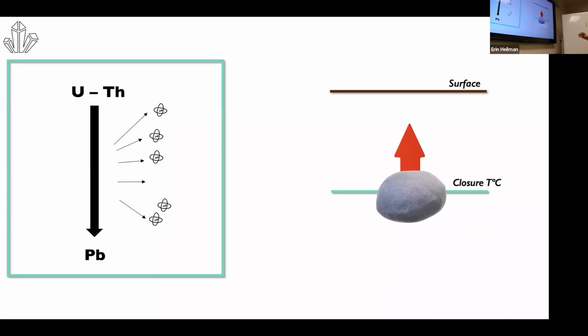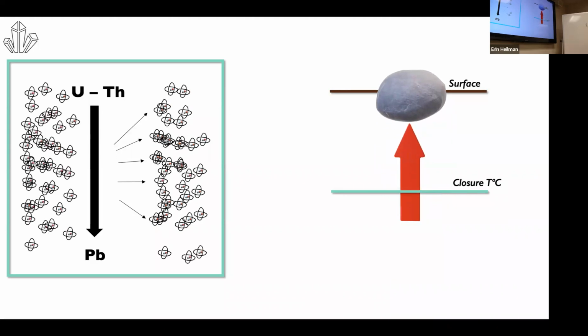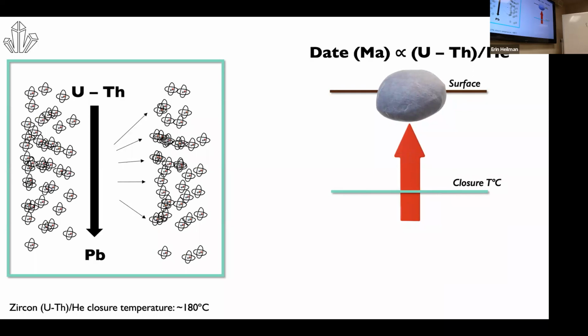Now we're retaining our helium. And then as it rises to the surface, more helium is produced. And then we know the age of the rock is proportional to the ratio of the uranium and thorium to the helium. And we're using 2 different thermochronometers here that have 2 different closure temperatures. So those are going to give us data points at different points in the crust.